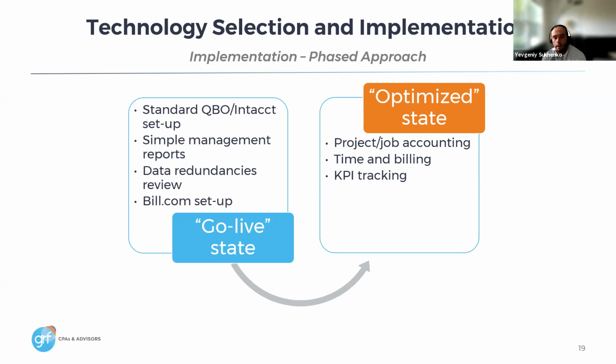And then again, in something like the optimized state, you're looking at setting up things like project and job accounting, job costing. And with that goes hand in hand timekeeping, so that the data that you need for that job costing is also flowing through. And then finally, the KPI metrics, the operational metrics, that's the thing that's really going to drive the insights that you all mentioned earlier in our polling question. You're having trouble getting those insights and being able to look forward into the future with your accounting and finance data.